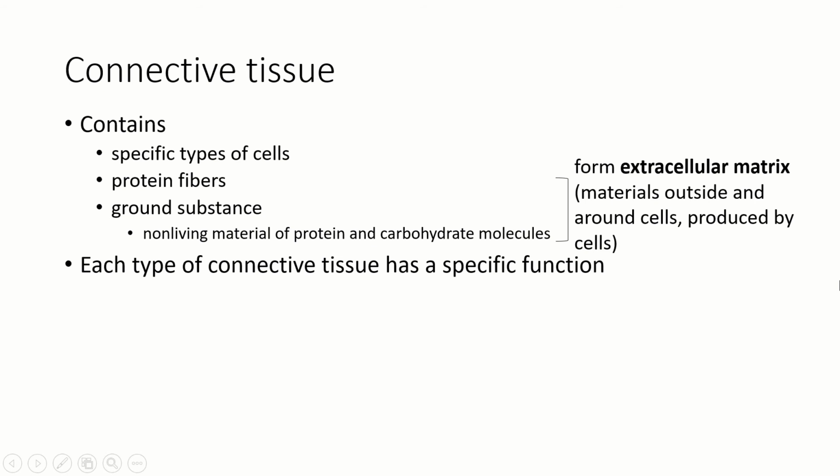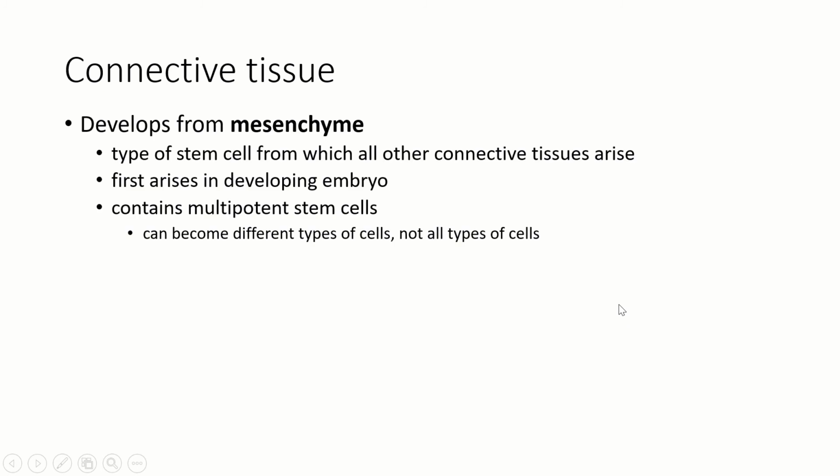Each type of connective tissue has a specific function, and of course they're going to look different because of their different functions. So once you see them, they're going to be very, very readily recognizable because they do have very distinct functions. Now, all connective tissues developed from a special kind of tissue called mesenchyme.